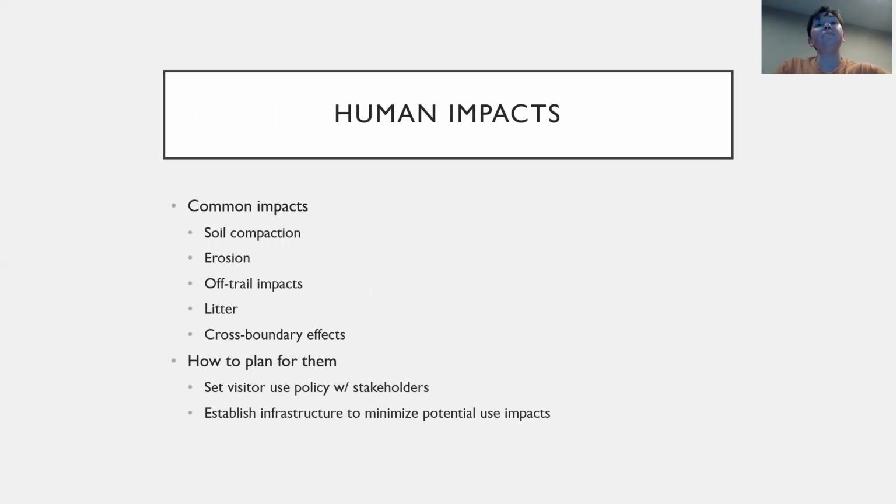Some common human impacts on sites are soil compaction, erosion, off-trail impacts, and cross-boundary effects such as runoff or air pollution. And you can plan for them by setting visitor use policy with stakeholders and establishing infrastructure to minimize potential impacts.